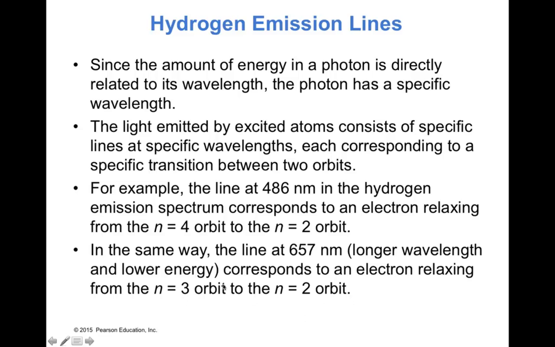So from 3 to 2, you have a smaller amount of energy than from a transition from 4 to 2. That's why, because you have a lower amount of energy in this transition, this will represent a higher or longer wavelength as compared to a transition from orbit 4 to orbit 2.